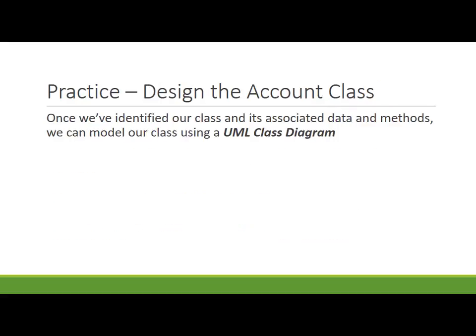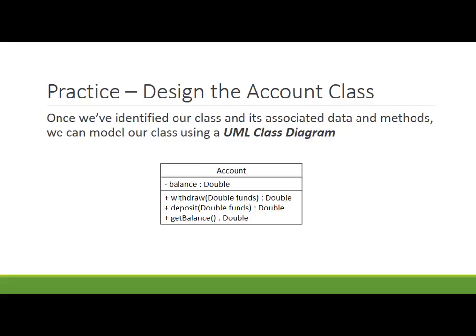Once we've identified our class and its associated data and methods, we can model our class using a UML class diagram. The UML class diagram is made up of three primary areas. At the top, we have the name of the class itself. In this example, it's the account.